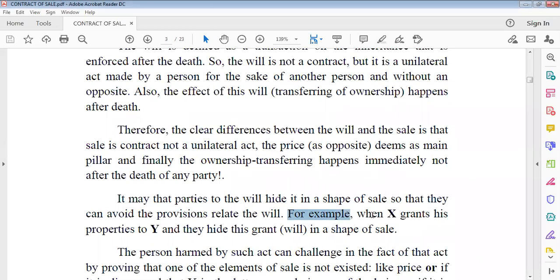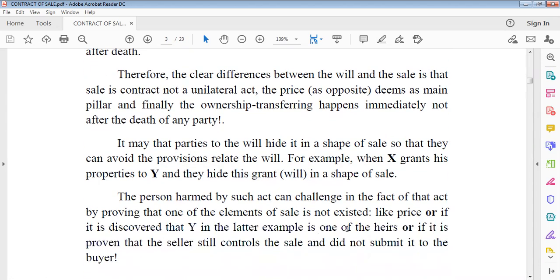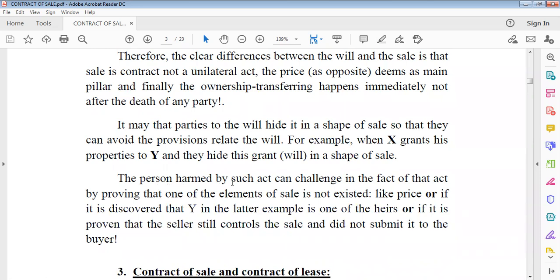For example, when X grants his properties to Y and they hide this grant or the will in a shape of sale. Now the person harmed by such act can challenge the fact of that act by proving that one of the elements of sale does not exist.